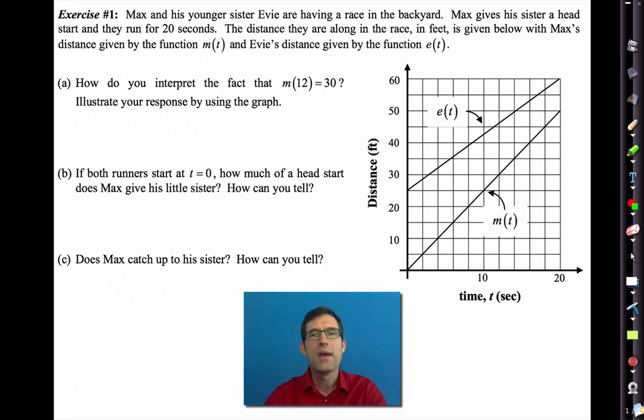Now, one of the things that we're supposed to be able to do in Common Core math is interpret statements that kind of look like this. M of 12 equals 30. How do you interpret that? What would you write down? Pause the video now and think about that a bit.